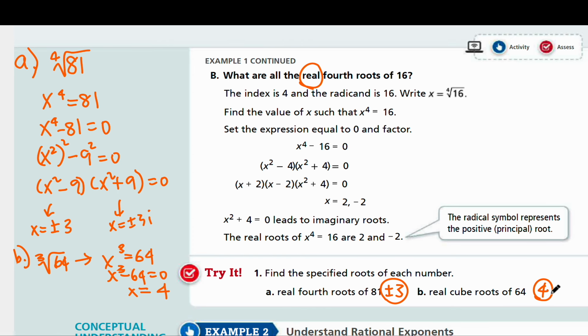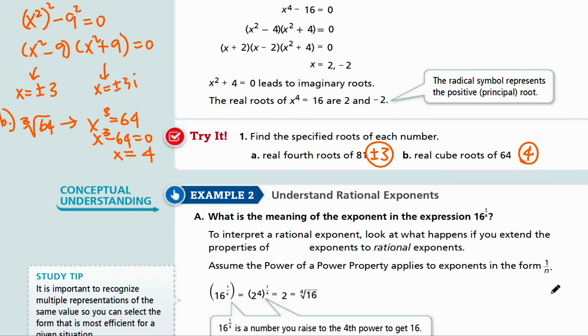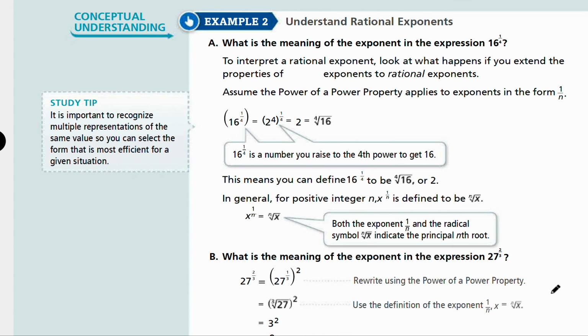All right, let's look at example 2. Understand rational exponents. What is the meaning of the exponent in the expression 16 to the power of 1 over 4? To interpret a rational exponent, look at what happens if you extend the properties of exponents to rational exponents. So you remember the properties of exponents. The power property is when you have a power to the power.